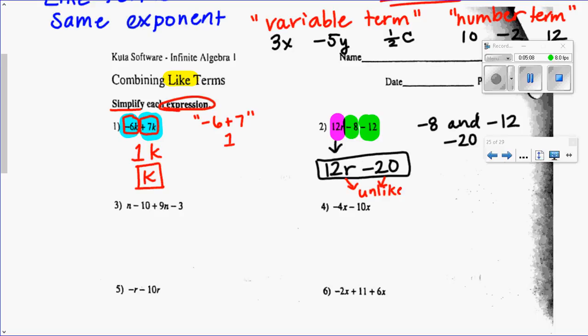These are unlike. You can also write it as 12r plus negative 20. That's the same thing. Okay, let's try number 3.